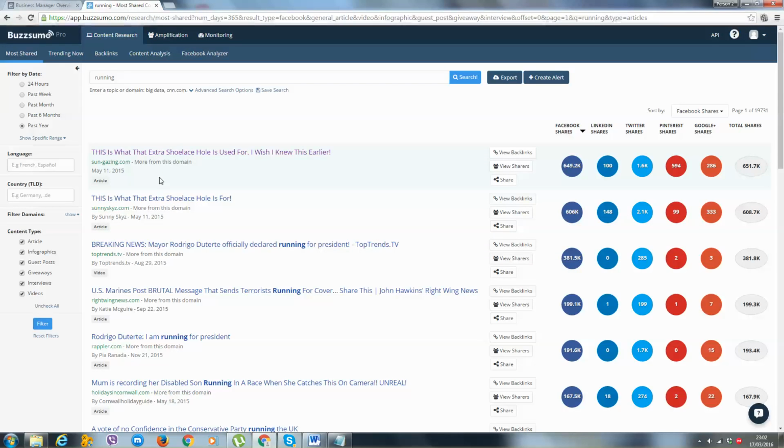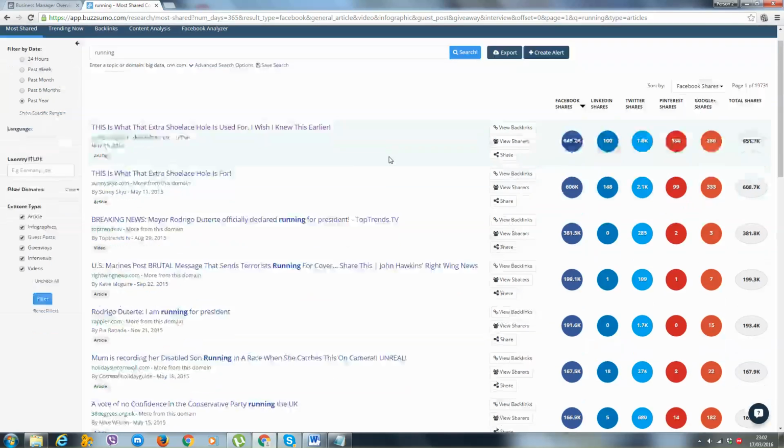What would your age be around this? This is quite cool because it's the extra shoelace hole. This can actually be targeted to anyone because everyone wears shoes. Everyone wears shoes with holes. You can target up to probably 45-year-olds on this one. It's an interesting article. Give it a shot.